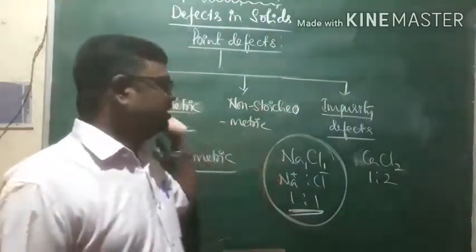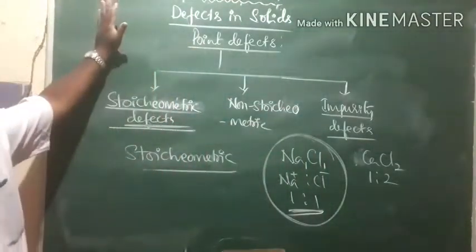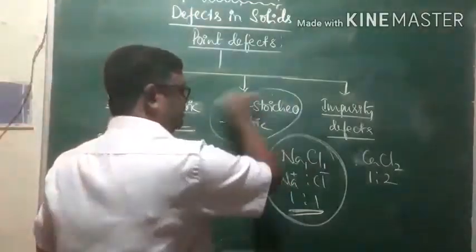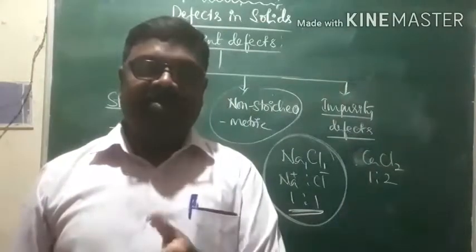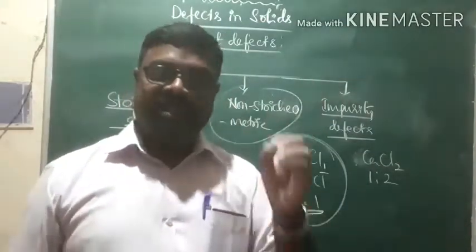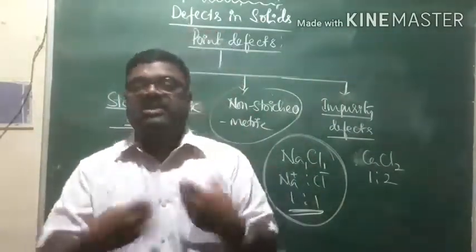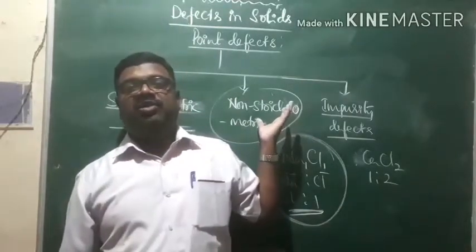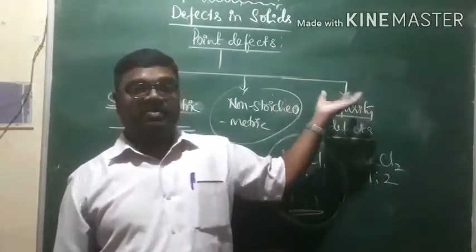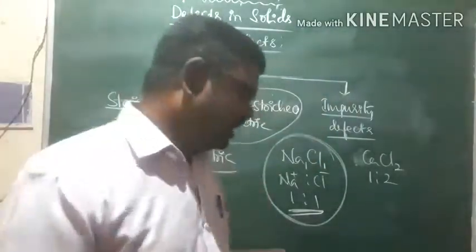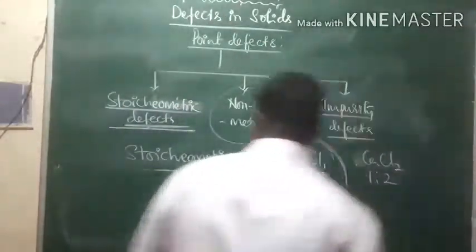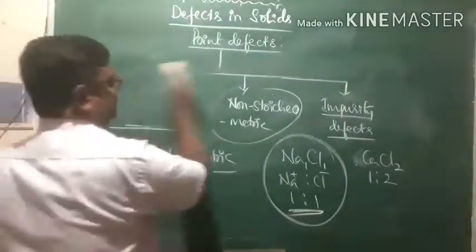That is called stoichiometric defects. Whereas in the case of non-stoichiometric defects, the stoichiometry of the crystalline solid will be changed after the defect. Once the defect is introduced in a crystalline solid, stoichiometry will be changed. That is called non-stoichiometric defect, and of course impurity defect. We are going to discuss these two in detail in the later discussions. Before that, we'll go for stoichiometric defects first.